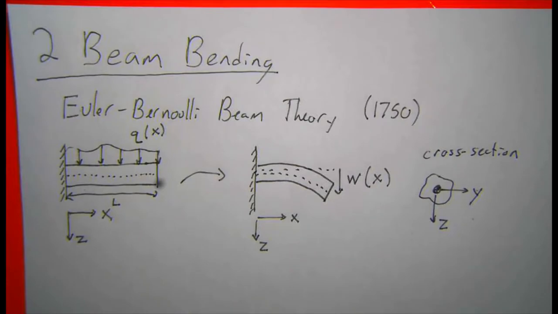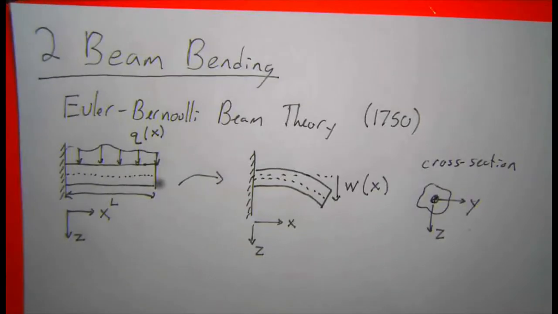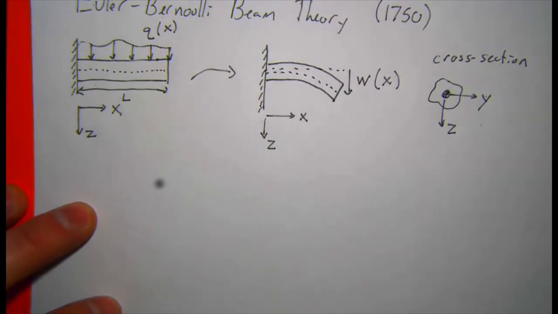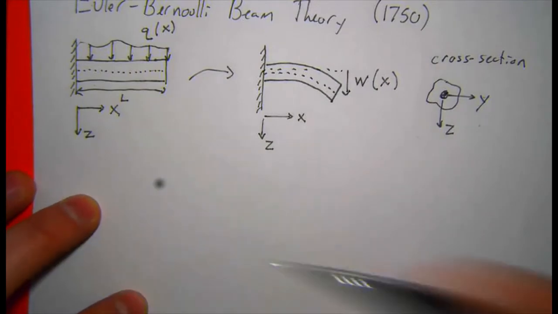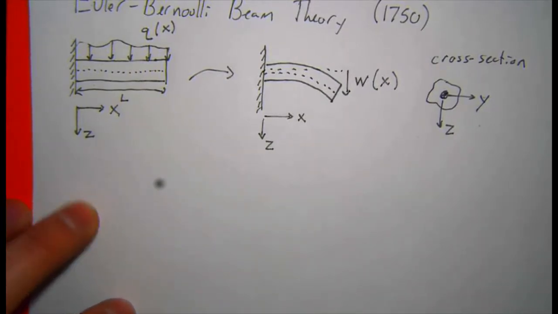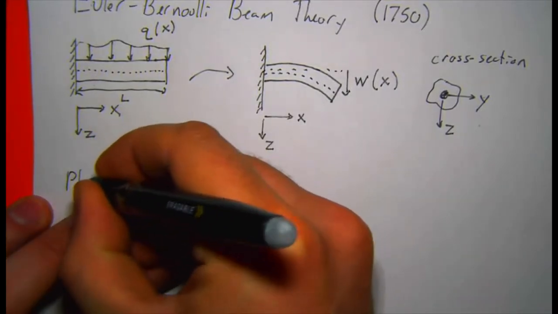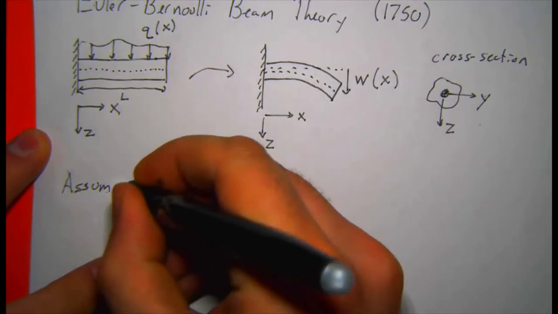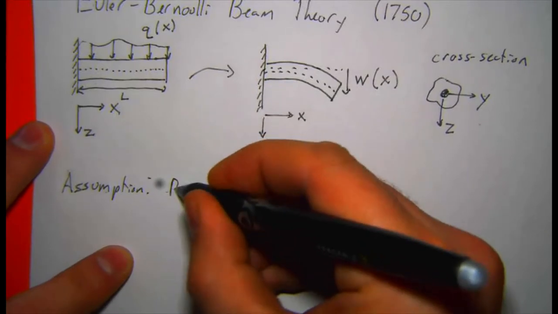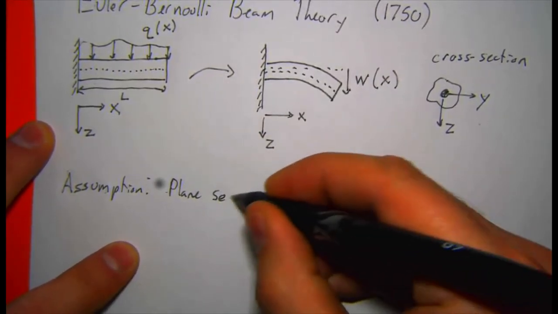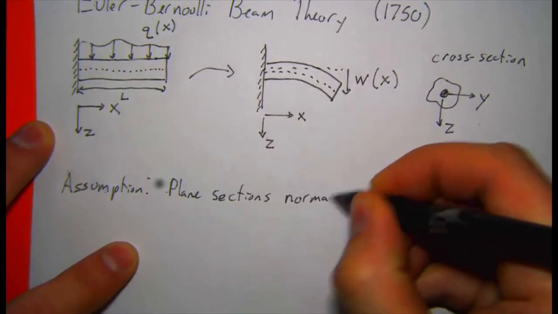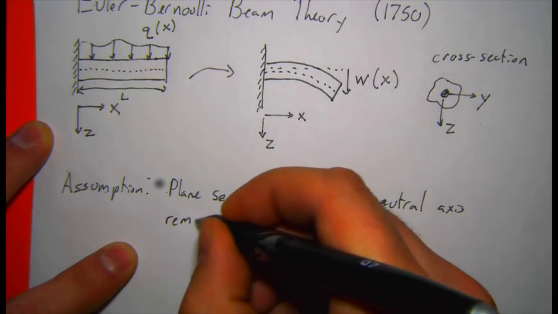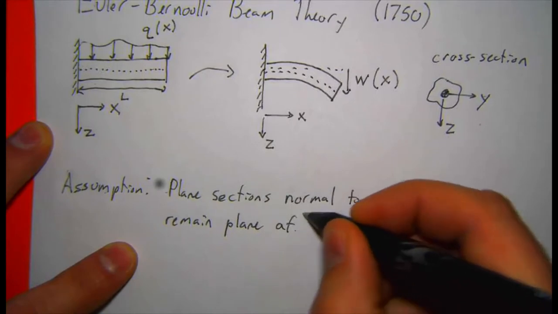So there's one major assumption that goes into beam theory. Well, first that we're dealing with slender beams, but there's another assumption that requires that slender beam assumption, and that is that plane sections of the beam remain plane. So one big assumption: plane sections normal to the neutral axis remain plane after loading.